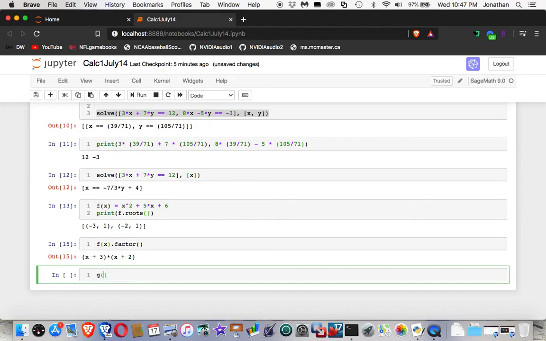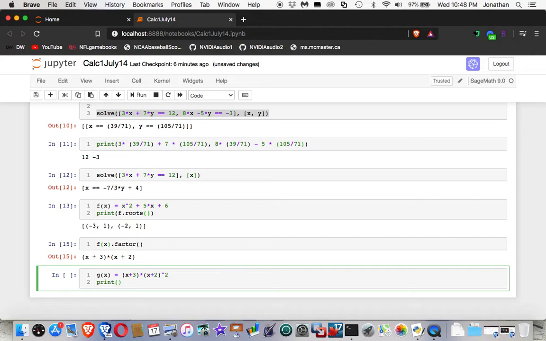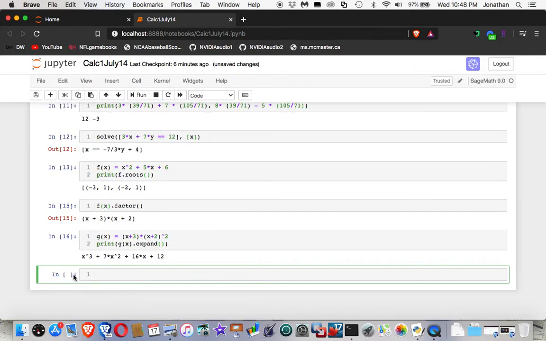Suppose that we took g of x equals x plus 3 times x plus 2 squared. We could expand g. So we would type g of x dot expand, and it would give us this expanded polynomial.